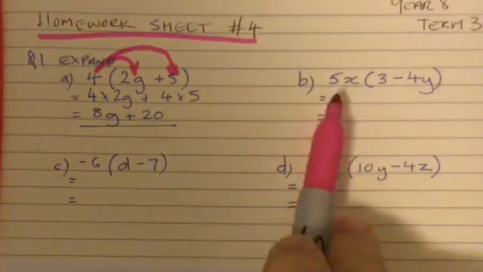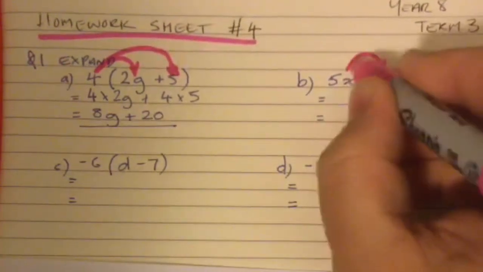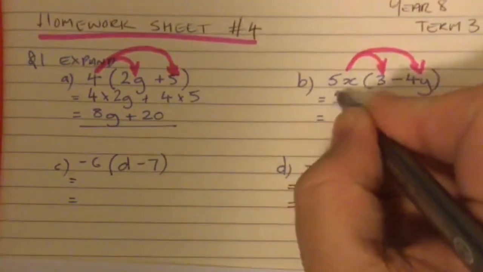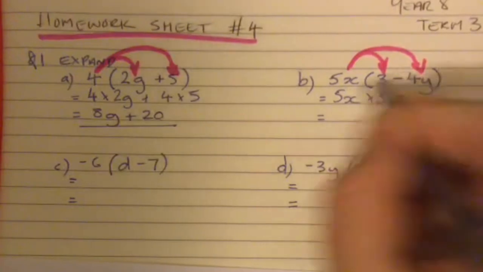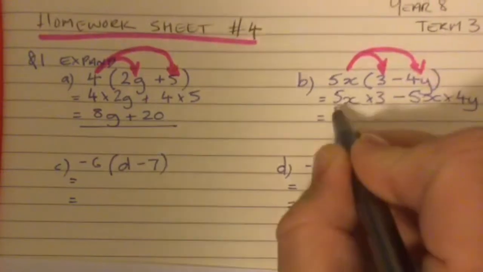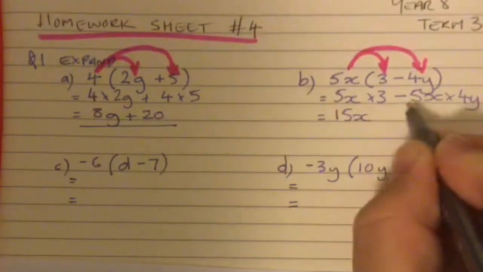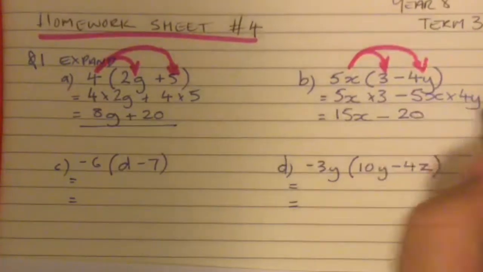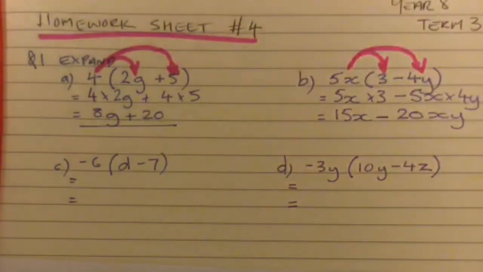Our second question, we've got 5x lots of 3 minus 4y. Again, put these little marks in to help remind you where you need to go, little arrows. So we've got 5x times 3, and we've got to keep this subtract coming along. 5x times 4y. So 5x times 3 is going to give us 15x. And over here we've got negative 5 times negative 4, which will give us positive 4, which will give us negative 20. And then we've got our pronumerals, xy.